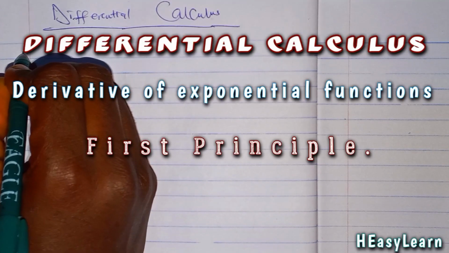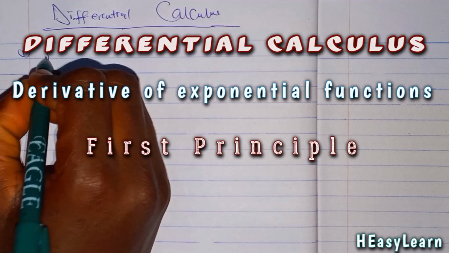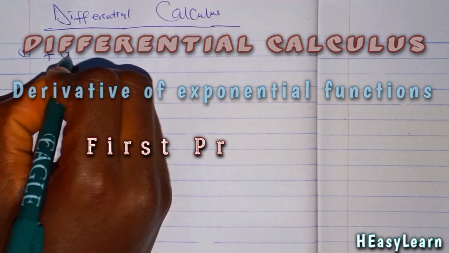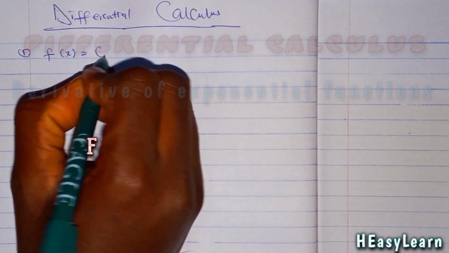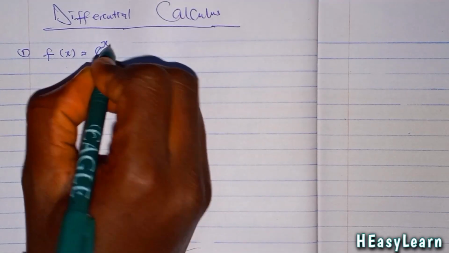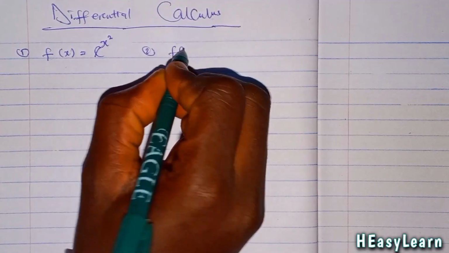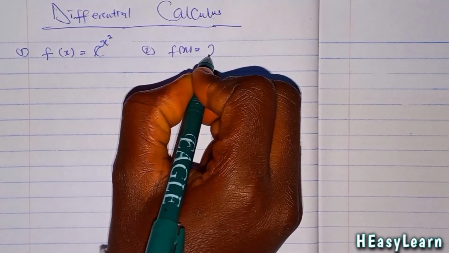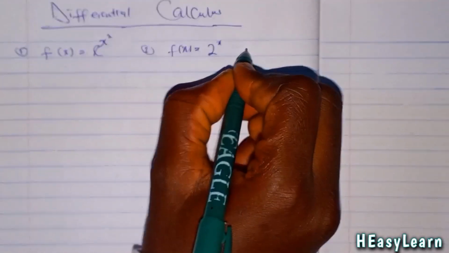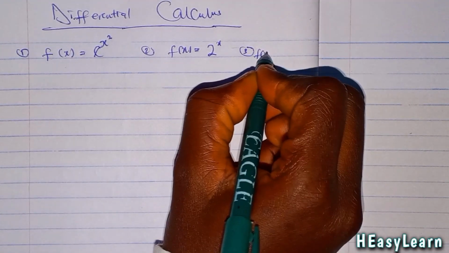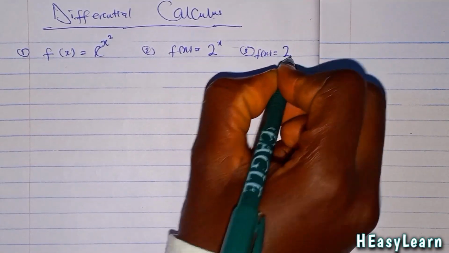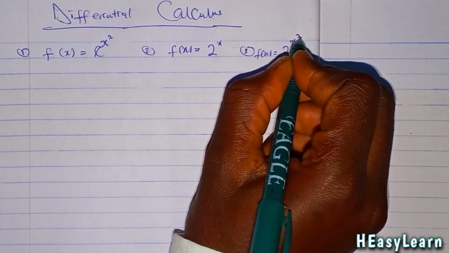Use first principle to find the derivative of the following function. f(x) equals e to the power of x squared. f(x) equals 2 to the power of x. f(x) equals 2 to the power of x squared.